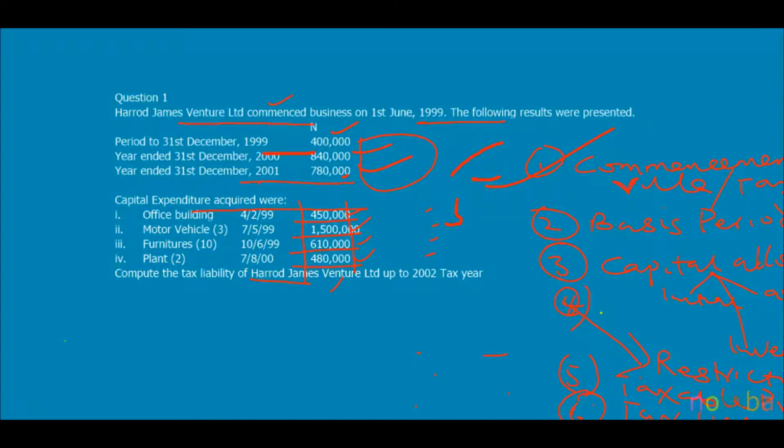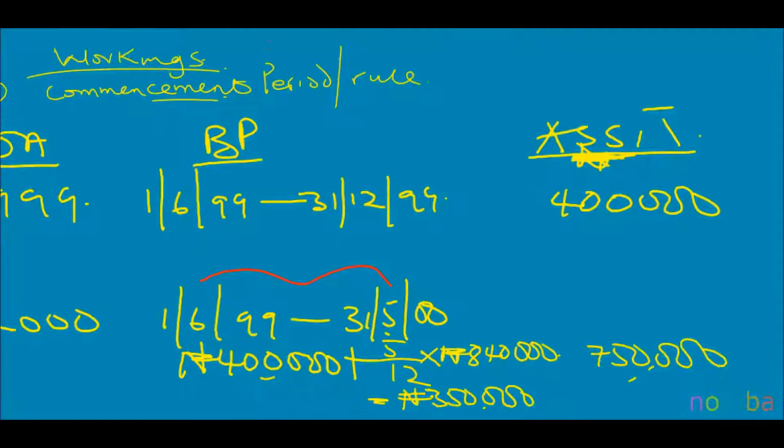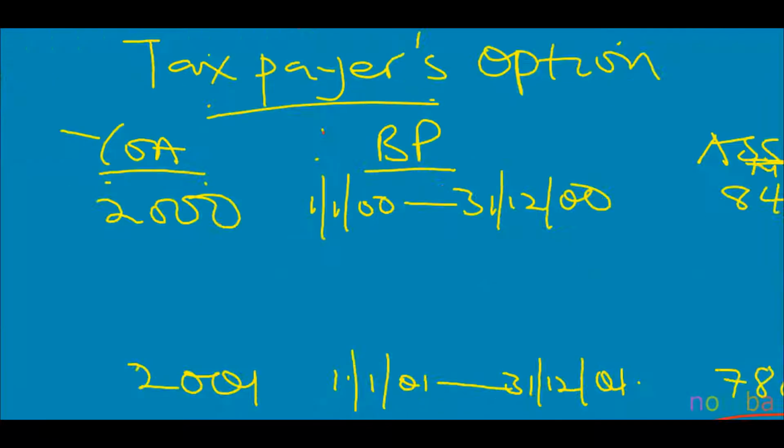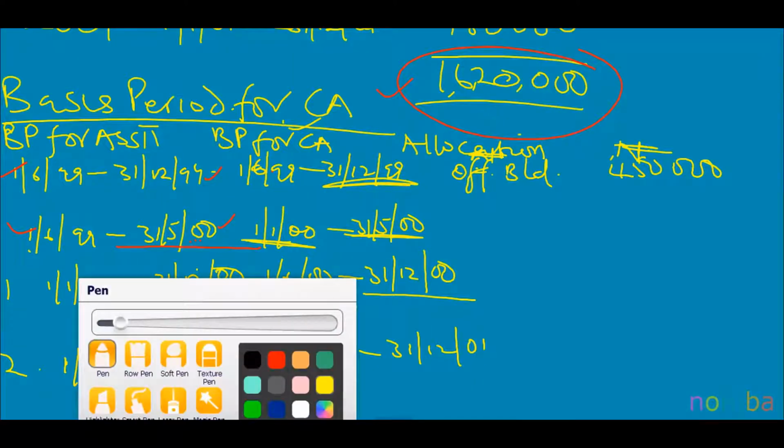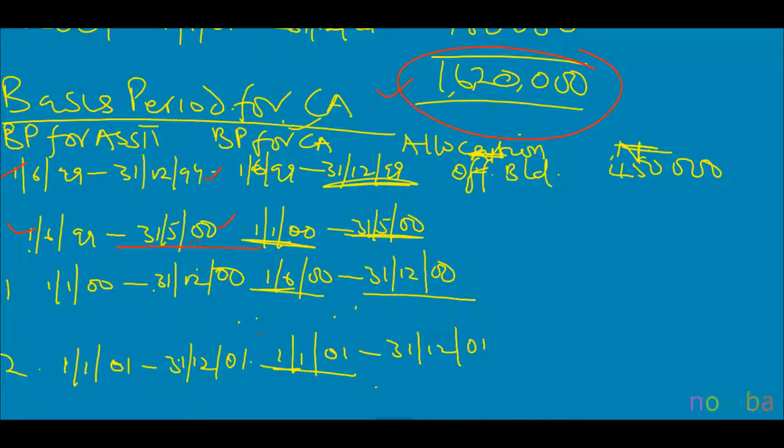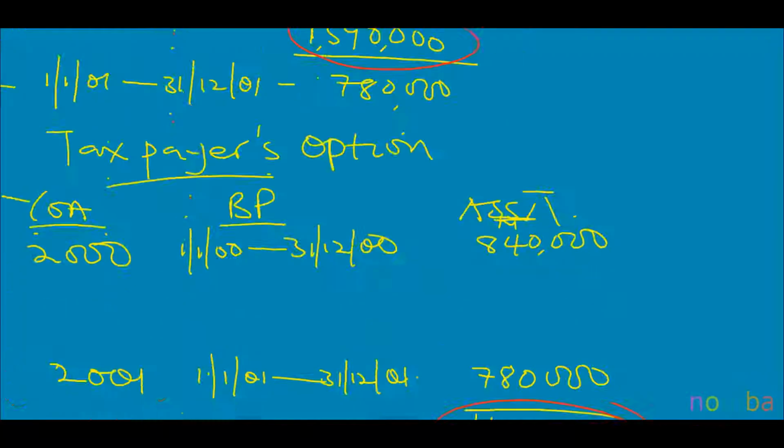Motor vehicle was 1.5 million and the date it was purchased was 7th of May, 99. 7th of May, 99 will also fall in the next one. That's also before the business started. Motor vehicle, 1,500,000. Okay. We move on. So we are almost there. Let's go on.